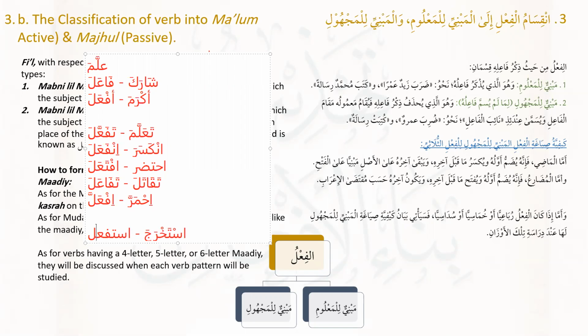استفعل. أحسنتم. So what did the sister do? She just replaced the kha, ra, and jim with fa, ain, and lam. طيب, we have something a little bit difficult, a difficult wazn. طيب, ما في إشكال. Let's take it as a challenge.